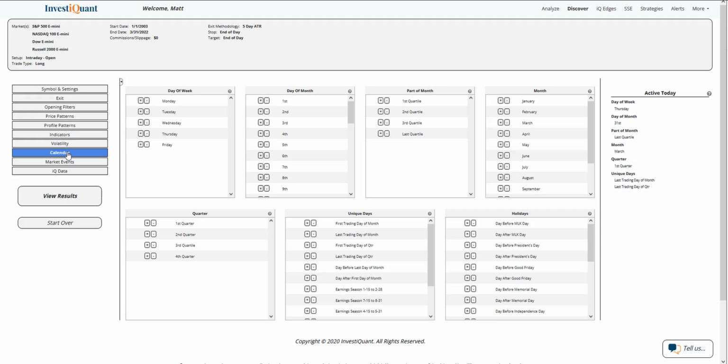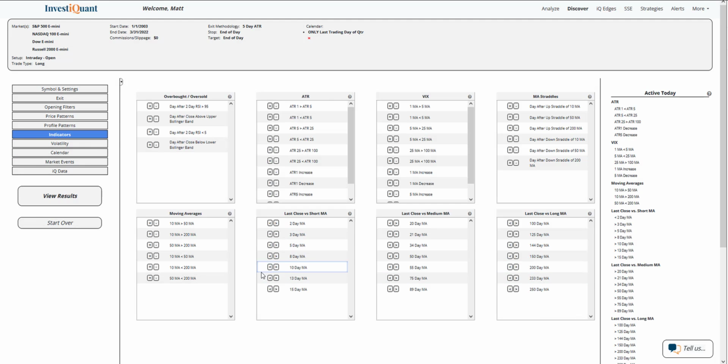The next thing I'm going to do is head down to calendar. I'm going to grab the last trading day of the quarter. It's found in the unique days, but the quickest place to grab that is always the active today. Just click on that bottom option, last trading day of the quarter. And then we go to indicators.